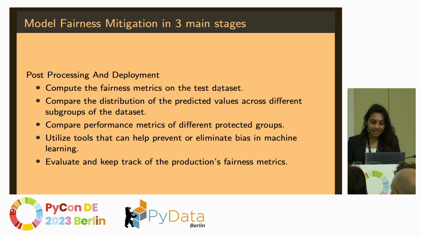And another essential thing is to see the performance metrics of this protected attribute. So we can use accuracy or precision or recall, whatever is needed. So we need to see whether these performance matrices are actually performing well for every subgroup inside our protected attribute. And then there are a lot of open source tools available which will help us to detect bias and eliminate bias. So I'll be mentioning a few tools as we go on too. So you may use them to identify and mitigate your bias too. And another key essential point is to evaluate and keep track of your production's fairness metrics. So that is also really essential.